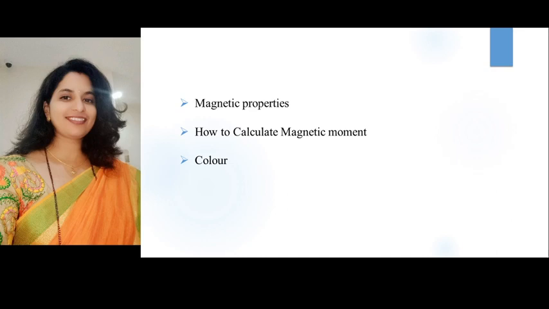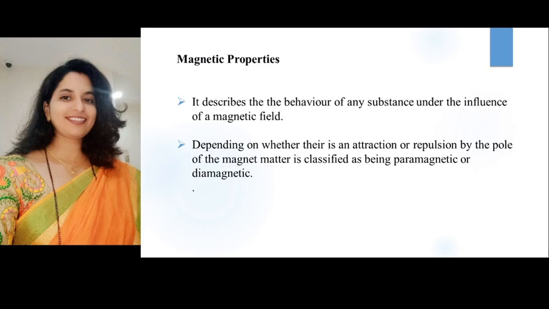Today we are going to study the magnetic properties, how to calculate the magnetic moment, and color in case of transition elements. First we will see the magnetic properties. What is meant by magnetic properties? It describes the behavior of any substance under the influence of a magnetic field.